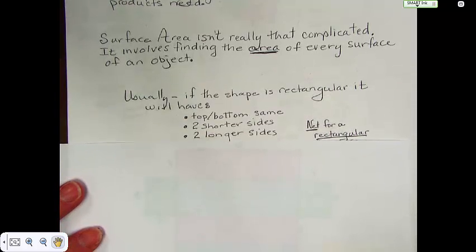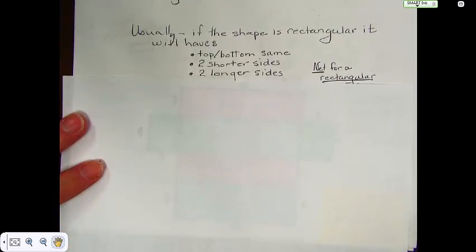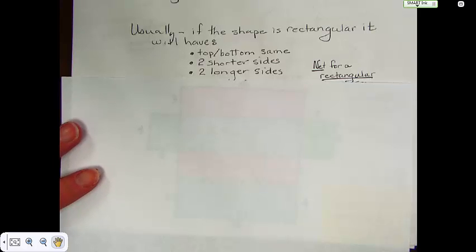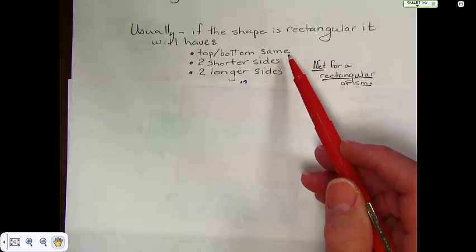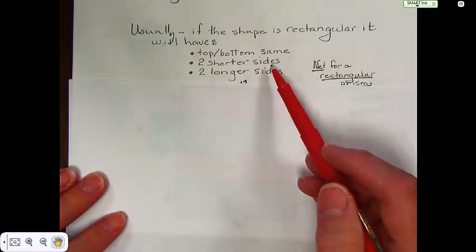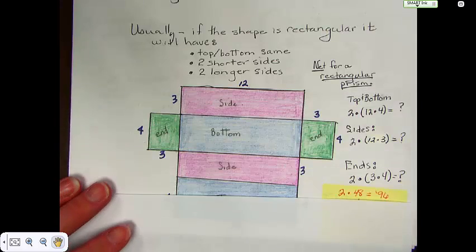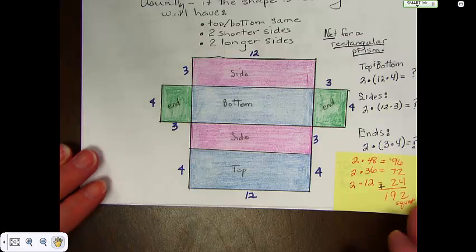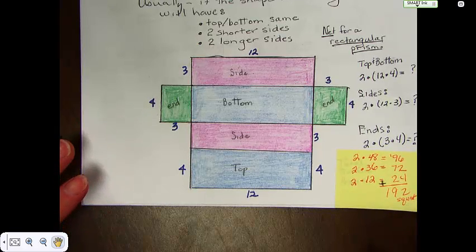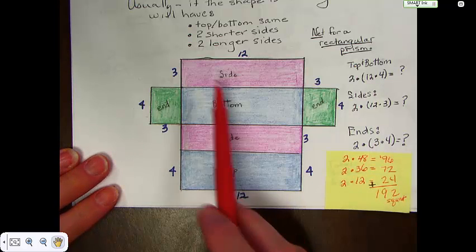Usually, if you have a rectangular shape, and we're talking about mostly cereal boxes, things like that, it's going to have the following. It's going to have a top and a bottom, which will be exactly the same, two shorter sides and two longer sides. And I've drawn a net here for you to see, and this net is for a rectangular prism. I would like you to draw it yourself and put it into your notes and put in the measurements.